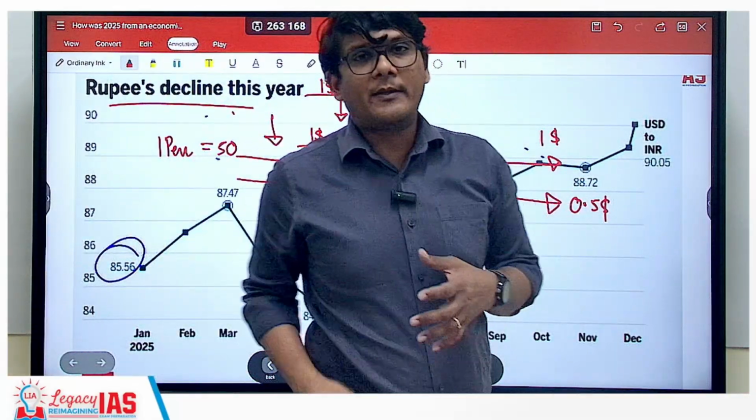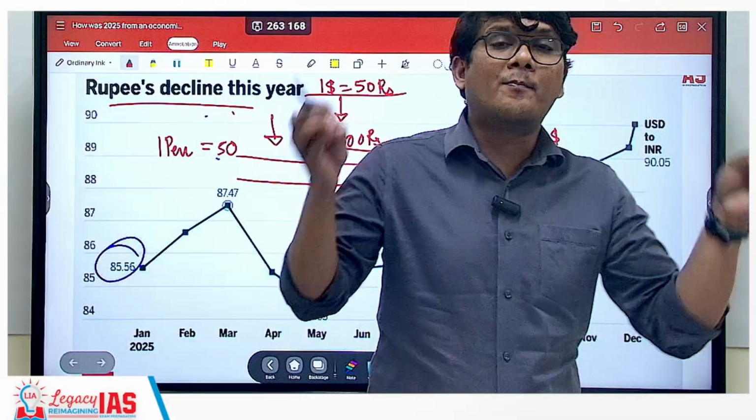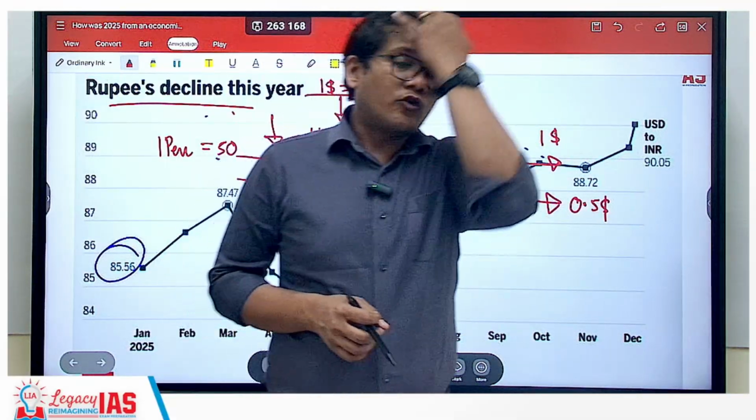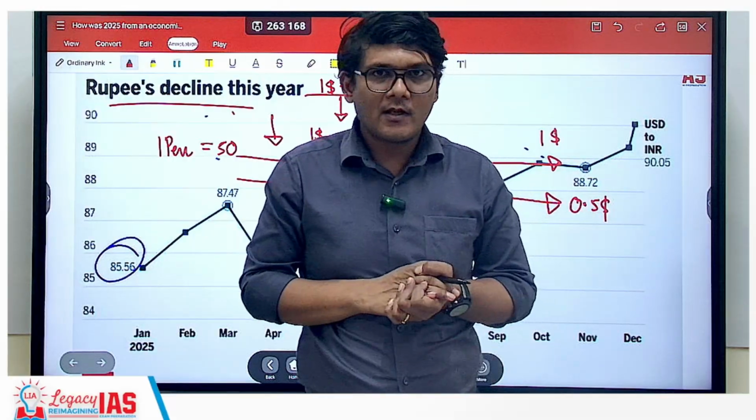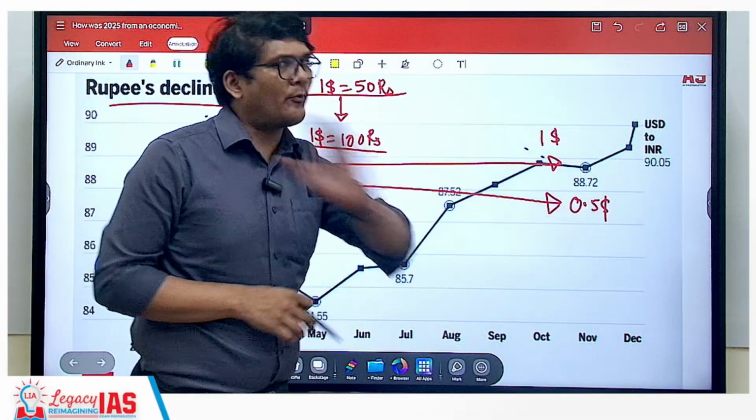When our exports become cheap, the other countries would want to buy our exports. So it will increase the volume of our exports. I hope that's clear. So this can help our exports, which is a good thing.